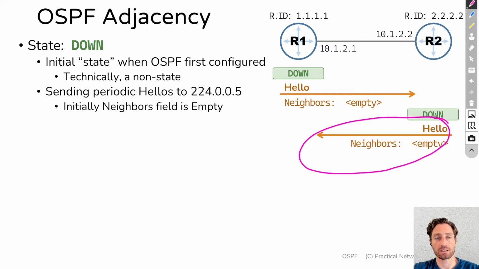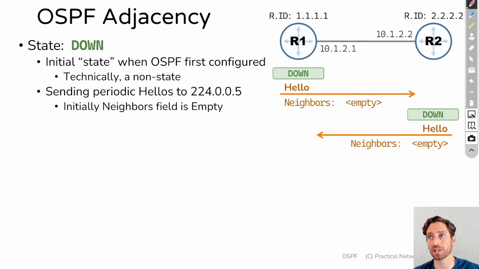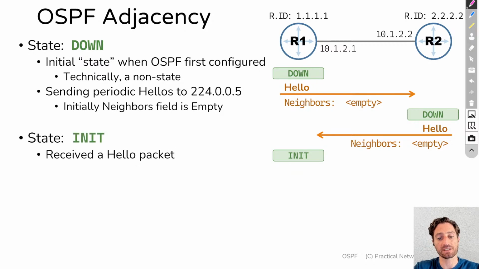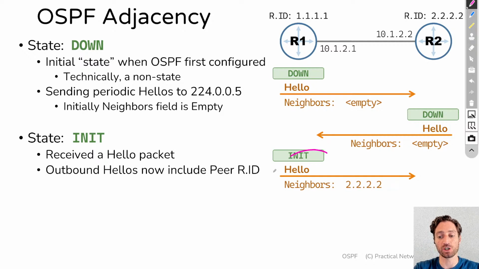So this hello packet will be the first hello packet that router 1 notices. And when router 1 gets it, all future hello packets sent by router 1 are going to now include information about router 2. In fact, as soon as router 1 receives a hello packet, it's going to instantly go into the init state, or the initialization state. In the init state, it means that router 1 has finally received a hello packet from a neighbor, and now any hello packet that router 1 sends is going to include in the neighbor section the router ID of the neighbor that it heard about.